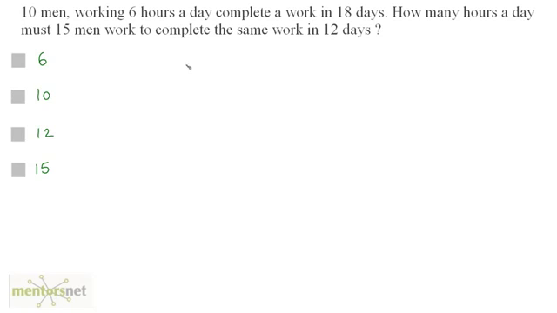Well, we can solve this in another way. We can take the total number of hours required to complete the work. So we have the total number of men and the total hours required to complete. We have 10 men who work for 6 hours a day to complete a work in 18 days. So 6 hours a day for 18 days. So the total hours to complete is 6 hours times 18.